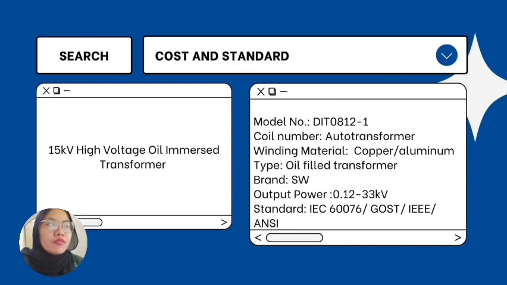The output power for this transformer is 0.12 to 33 kilovolt. For this project it will be 5 kilovolt. The standards that this transformer has are IEC 60076, GOST, IEEE, and also ANSI.